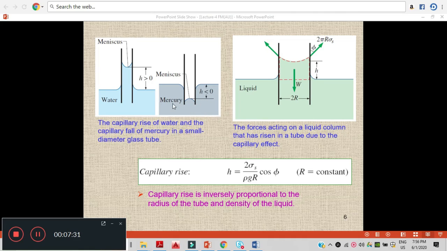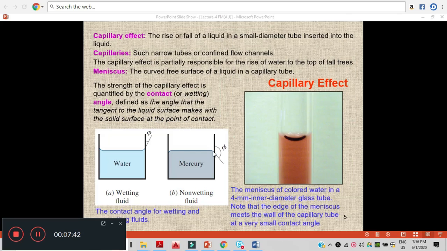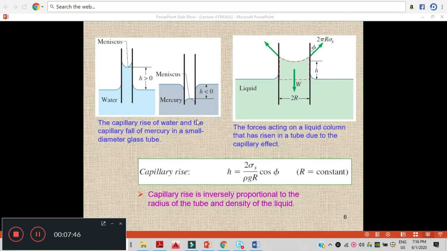Just like this is the mercury in a glass tube, the angle of contact in this case is greater than 90 degrees. So if you make a tangent here like this, as in the previous slide, this angle of contact is more than 90 degrees.